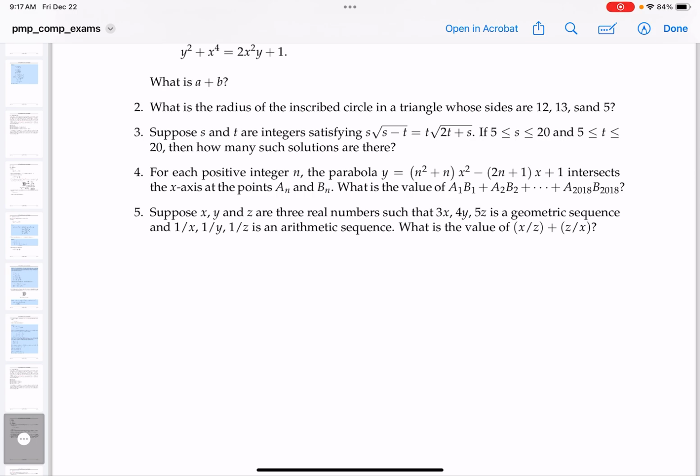Okay, our problem number 3 now. All right, suppose s and t are integers. I'm seeing there's an equation relating s and t. They said s is between 5 and 20, and t is between 5 and 20 as well. Find the solutions to this problem over here.